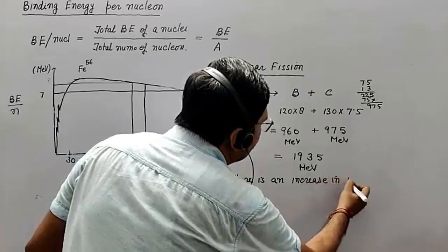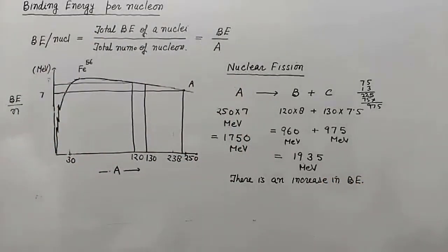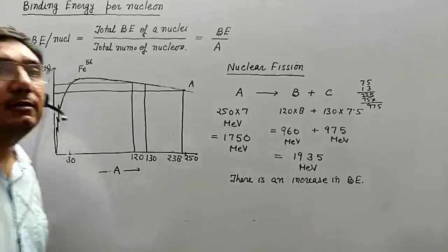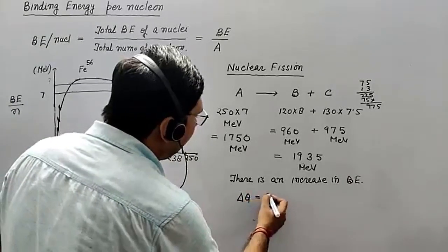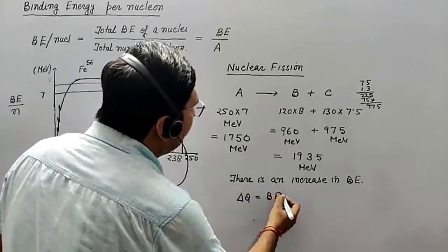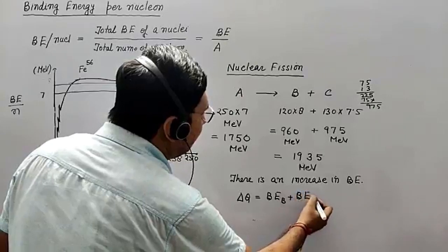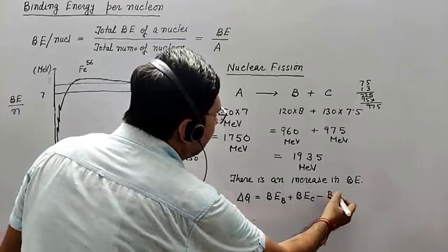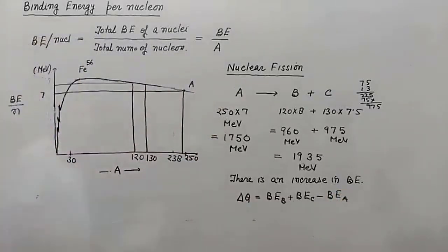This increase in binding energy will be responsible for the energy released. The energy released will be delta Q. This will be the binding energy of daughter nuclei B plus the binding energy of C minus the binding energy of the parent nuclei. This will be the energy released.